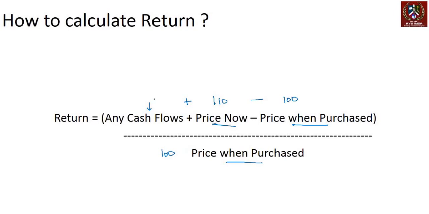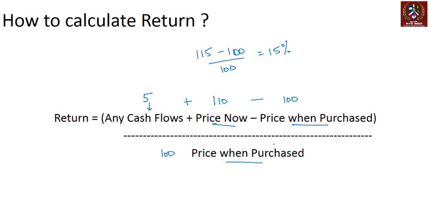And if the stock has given any dividend, let's say it gave a dividend of 5 rupees, then your total return is going to be 115 minus 100 by 100, that's going to be 15%. So any coupon payment, any dividend payment, that's your cash flow that comes in between. Price now minus price when purchased divided by price when purchased. Straightforward. We've discussed this in the past, right?